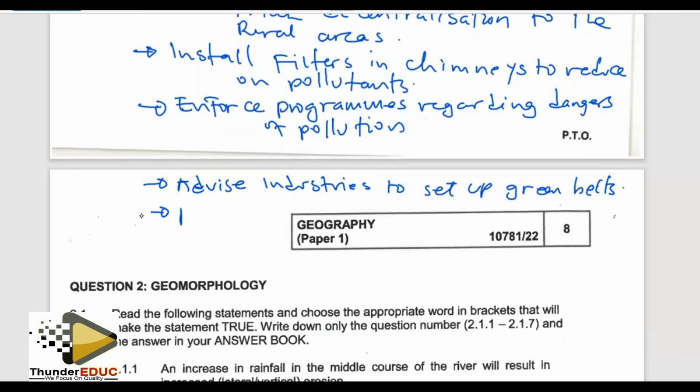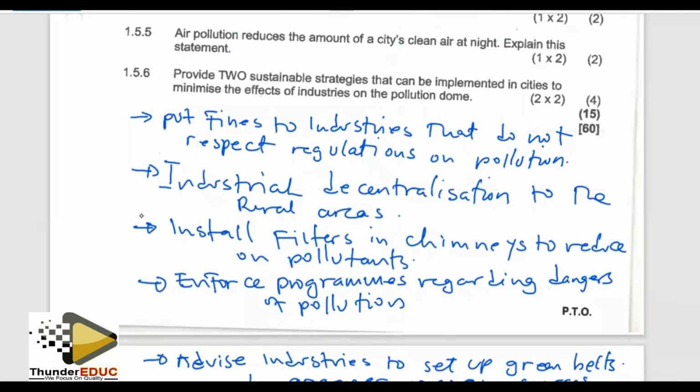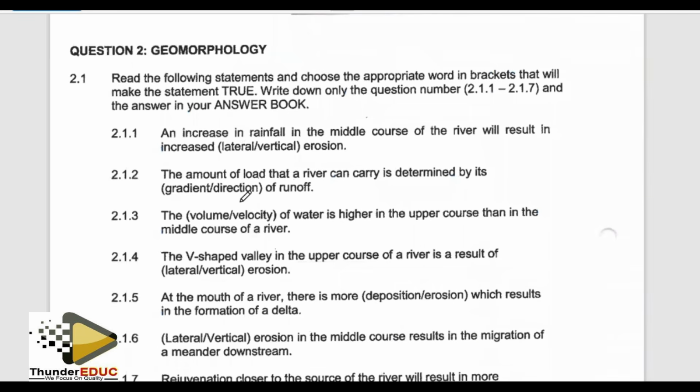Also, promote greener energy sources. So, among others, this could help in minimizing the effects of industries on the pollution dome. Let us proceed to question 2, which is geomorphology. They say read the following statements and choose the appropriate words in the brackets that will make the statement true.